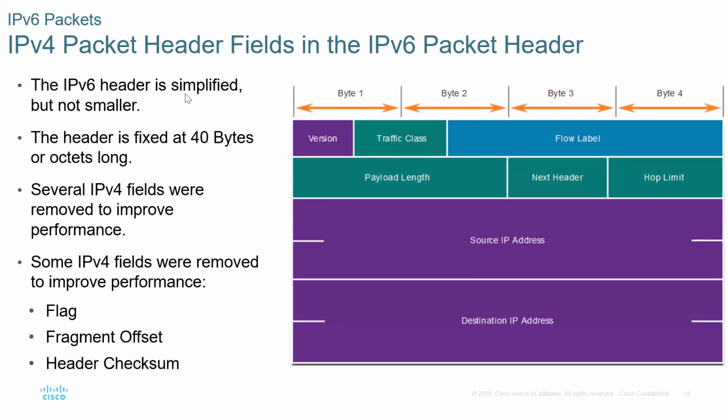So we were discussing some redundant fields that are no longer in the IPv6 packet header. The fragment offset is redundant and removed. Why? We don't have fragmentation with IPv6. The header checksum is removed, redundant, because we have error checking, error correction at layer 2. At layer 4, we also have that. Why do we need it at layer 3? So IPv6 does not have that.